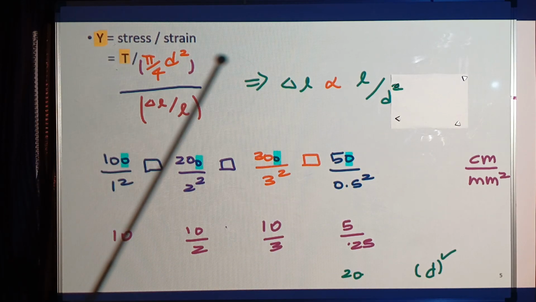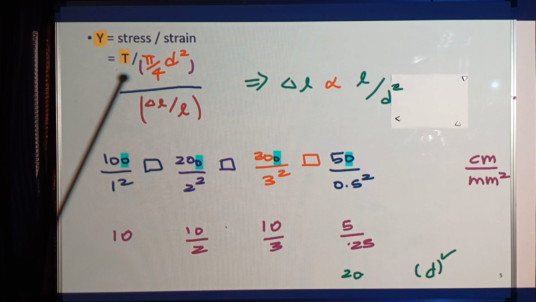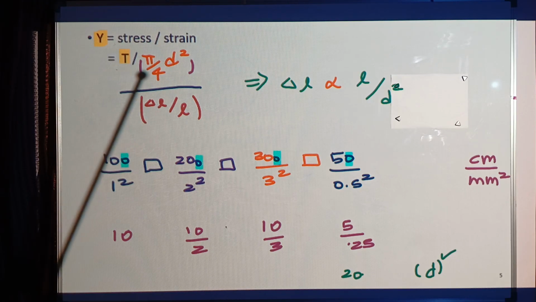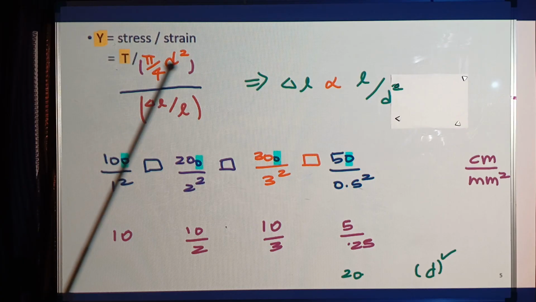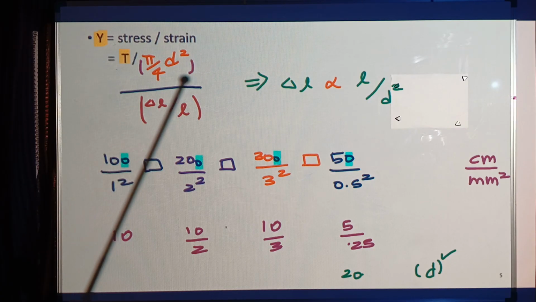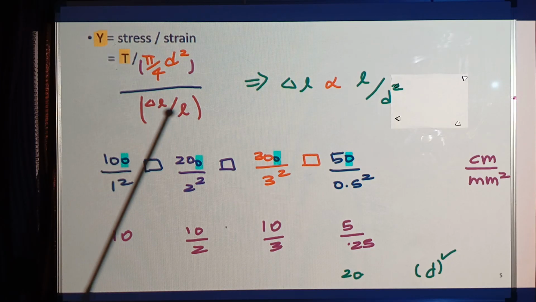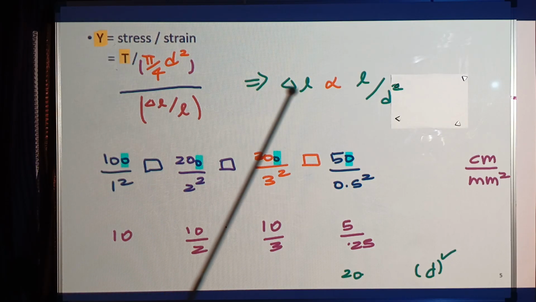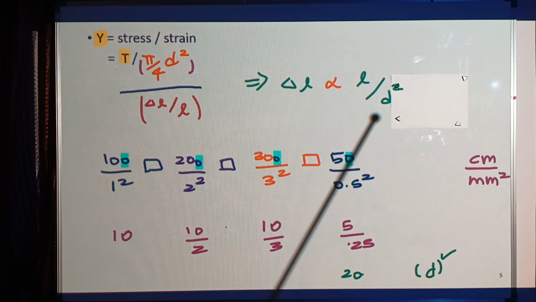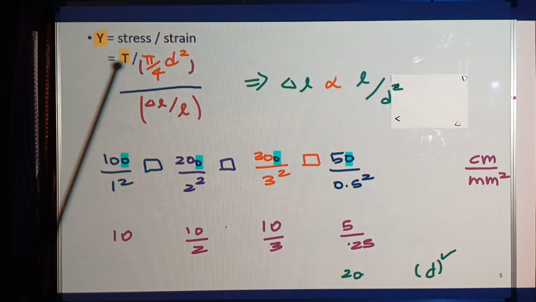So Young's modulus is given as stress by strain. Stress is force per unit area, where the force is tension in the wire, and area is pi by 4 d square. Area of a circle, or a disc, is pi r square. In terms of diameter, it will be pi by 4 d square. You can remember this formula. Strain is the change in length by original length. So from this, I get delta L as proportional to L by d square, because tension is same for all the 4 cases and Y is also same.